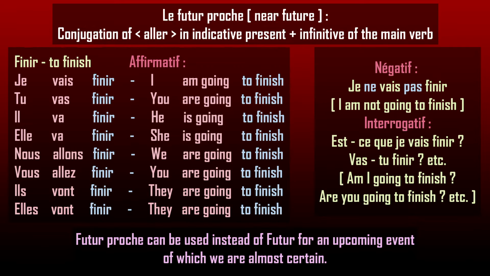With this conjugation of aller, we add the infinitive finir. So it becomes je vais finir. What's the meaning of je vais? I am going. Finir, to finish. It becomes I am going to finish. Tu vas finir, you are going to finish. Il va finir, he is going to finish. Elle va finir, she is going to finish.